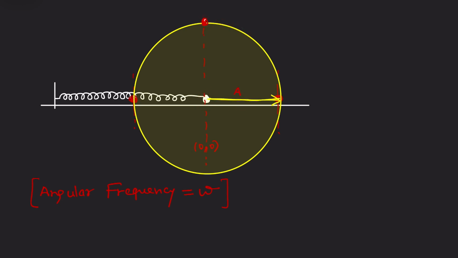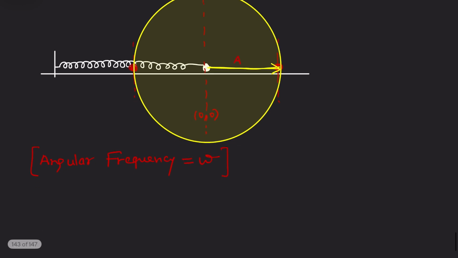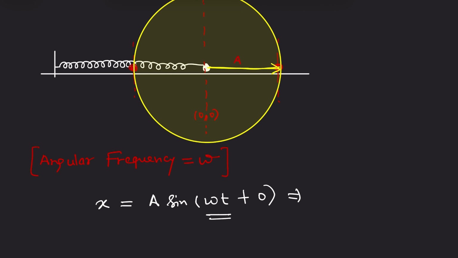And right now, guys, we have assumed that it is at this position. This is the mean position of the particle, and this is the starting position of our imaginary particle. So if I want to write down the SHM equation for this particle, x is equal to a sine omega t plus 0, because it is at the mean position and it is going in the positive direction. So x is going to be a sine omega t. So at any time t, it should be equal to a sine omega t.